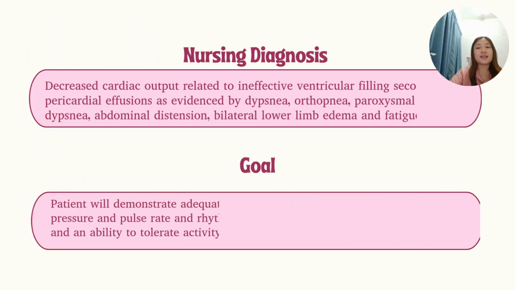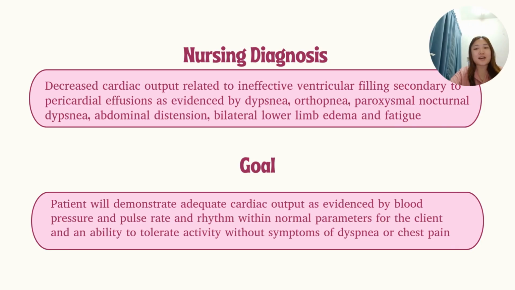The third nursing diagnosis is decreased cardiac output related to ineffective ventricular filling secondary to pericardial effusion, as evidenced by dyspnea, orthopnea, paroxysmal nocturnal dyspnea, abdominal distension, bilateral lower limb edema, and fatigue.